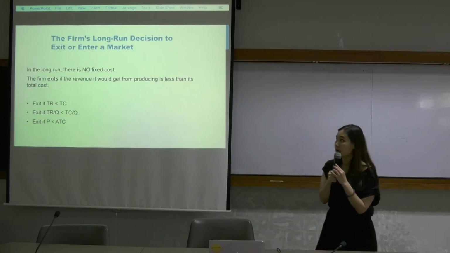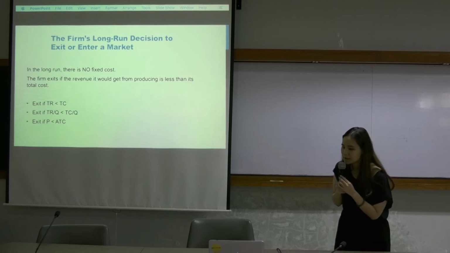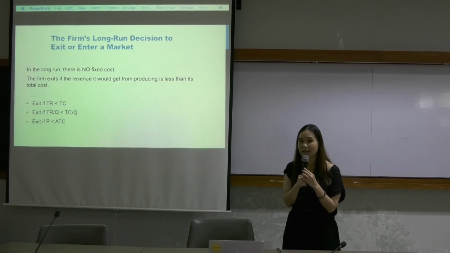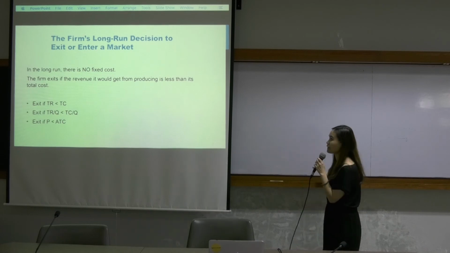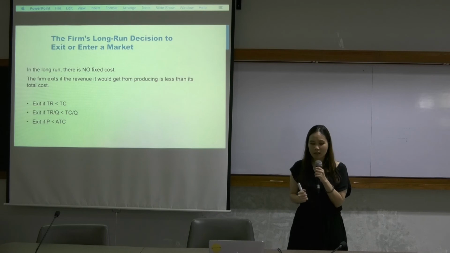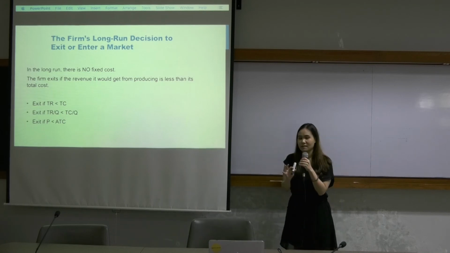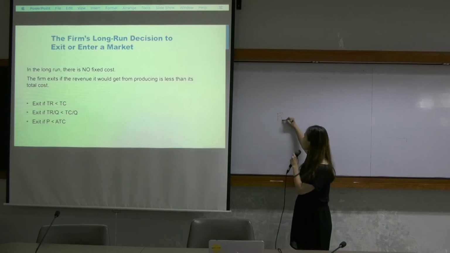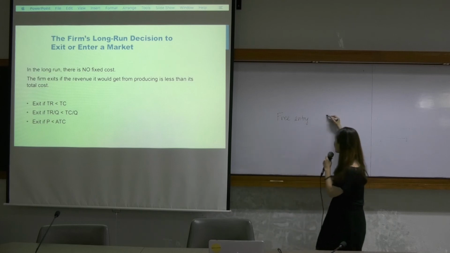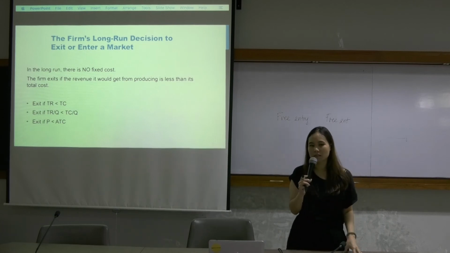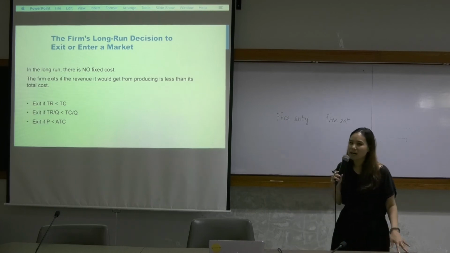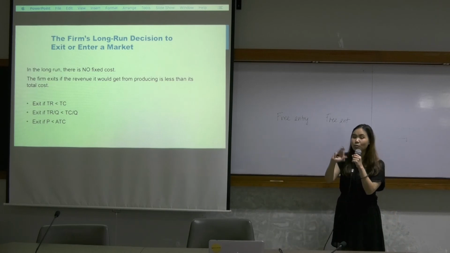And this is the summary of the firm exit decision. If you still remember from the beginning of this chapter, we said that one of the conditions for a market to be perfectly competitive is that the market must have free entry and free exit, okay? So what does it mean by free entry and free exit condition? Free entry means that anyone can just come in and compete in this market, and free exit means that anyone can just leave, okay? It should be emphasized that these conditions are very important, but they don't work in the short run.